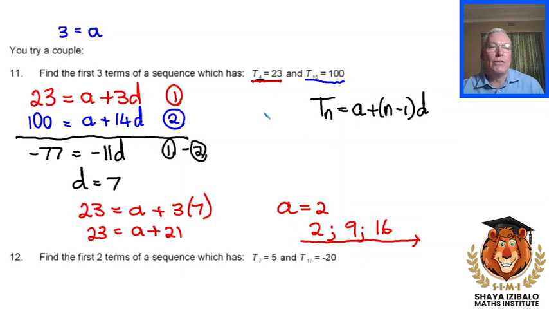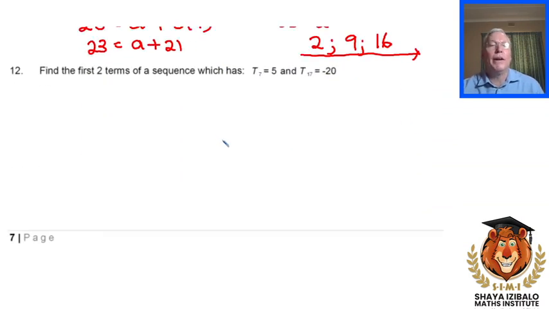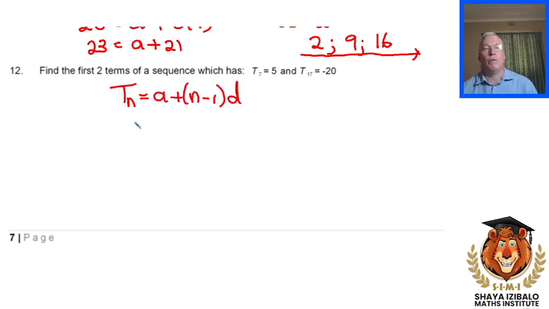All right, let's have a look at number 12. Find the first 2 terms of a sequence which has that. Once again, let's quickly write down the formula. Tn is a plus n minus 1 lots of d. And what we get is 5 equals a plus 60, and we get negative 20 equals a plus 16d.